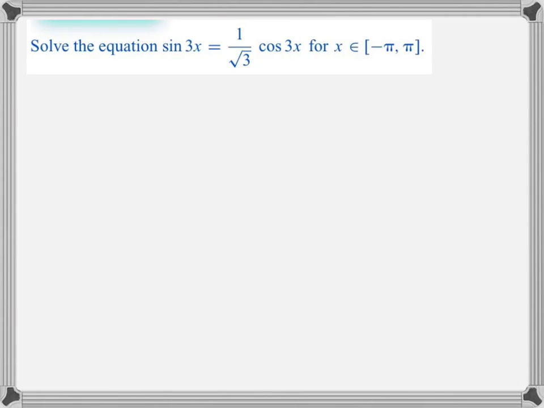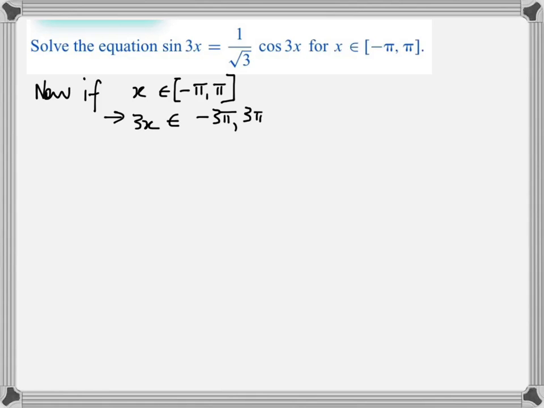Alright, now here's another one for us. What's this one say? Oh, another tanny one in disguise. Working domain required, because we've got 3x and not just x. And let's go for it. I think this will be easy now. So, if x goes from minus pi to pi, then 3x has to go from minus 3 pi to 3 pi, okay? Now, that's our working domain.